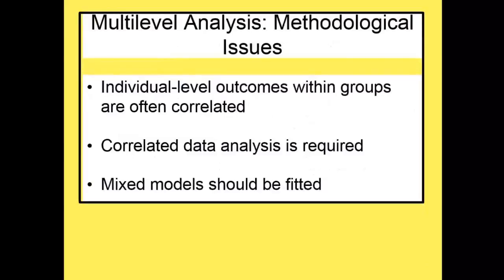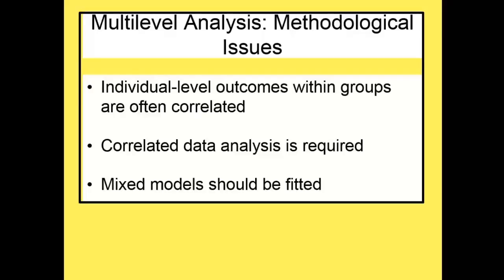Now, the problem is that when you talk about individual level outcomes within groups, if you've got these variables measured at different levels and you're looking at individual level outcomes, they're often correlated. You have to take that into account somehow. So correlated data analysis is required, and what typically happens is mixed models, like we're talking about with GLIMMIX or MIXED, typically have to be fitted. So it's 10 of 4. At 5 after 4, we'll start talking about the details of this, how that's done. But that's the idea, and it's a simple idea.